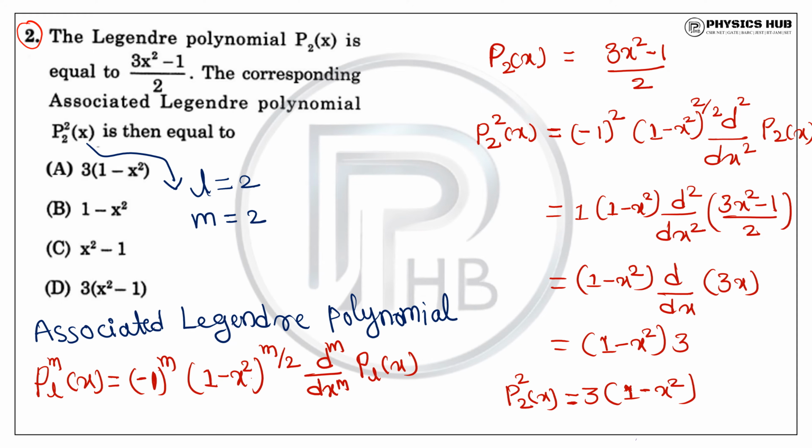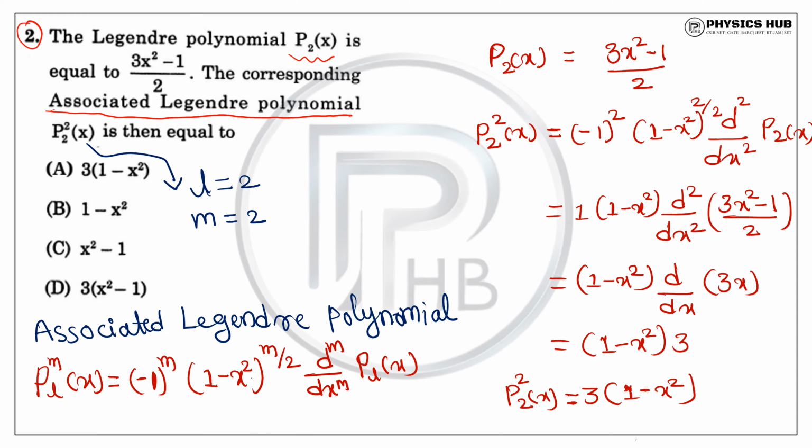Next question. The Legendre polynomial P2 of x is equal to (3x square minus 1) by 2. The corresponding associated Legendre polynomial P2 square of x is then equal to. The associated Legendre polynomial is given by PL raised to m of x is equal to minus 1 to the power of m into bracket 1 minus x square raised to m by 2 into d raised to m by dx raised to m into PL of x.